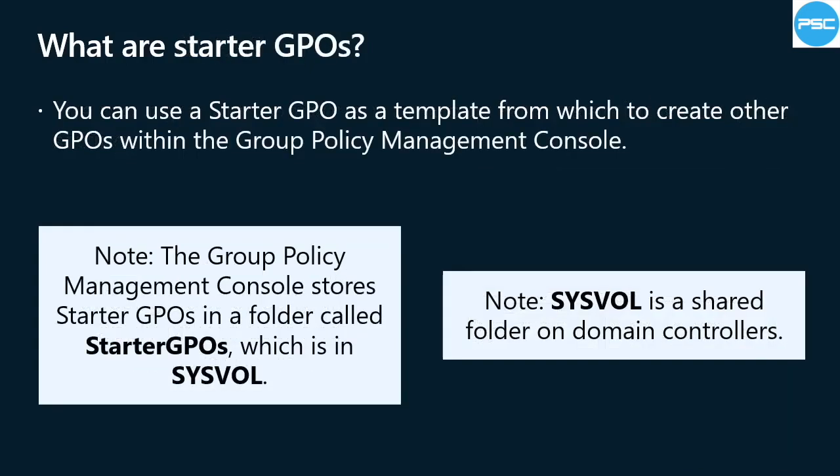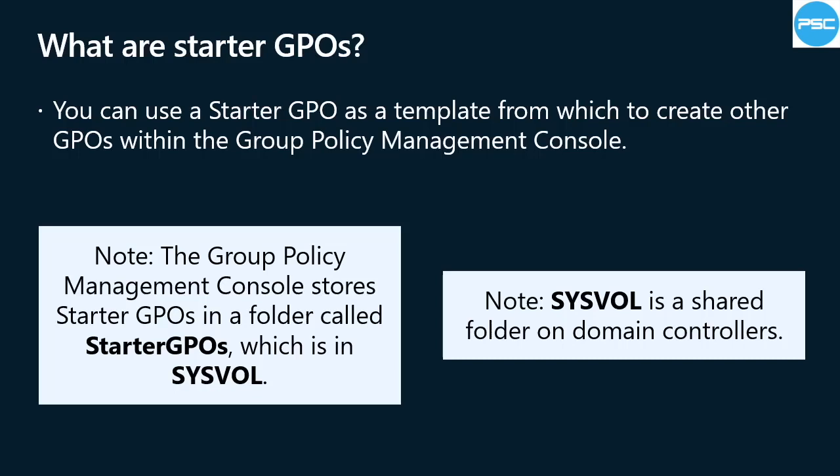You can use a starter GPO as a template from which to create other GPOs within the Group Policy Management console. Starter GPOs only have administrative template settings. You might use a starter GPO to provide a starting point to create new GPOs in your domain. The starter GPO might already have specific settings that are best practices for your environment. You can export starter GPOs to and import them from cabinet (.cab) files to make distribution to other environments simple and efficient.